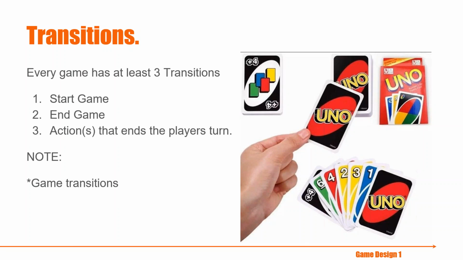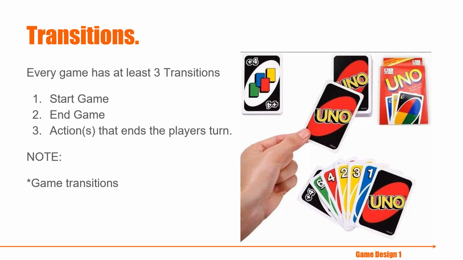Transitions. Now, this is one that students have quite a bit of trouble with. For the purposes of GD1, most of you are going to have three transitions. You're going to have your start game, your end game, and the action that ends the player's turn. That might be 1 to 3. That's what I typically see from student designs in Game Design 1.